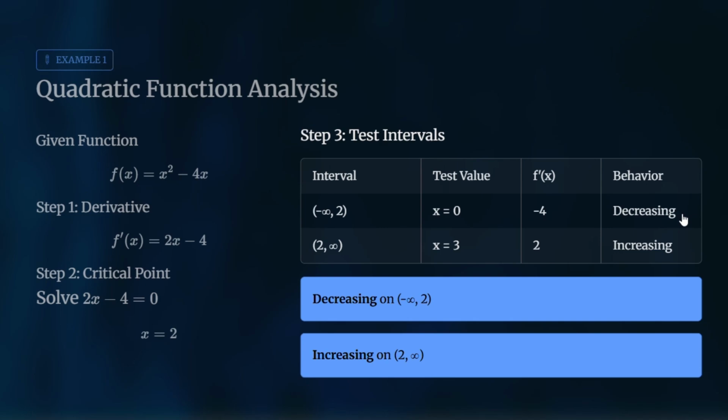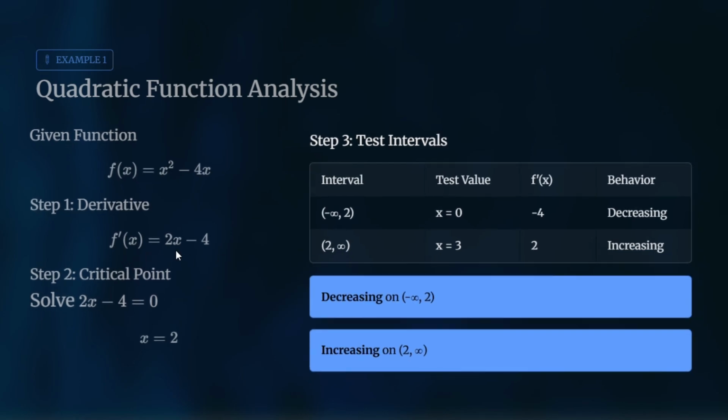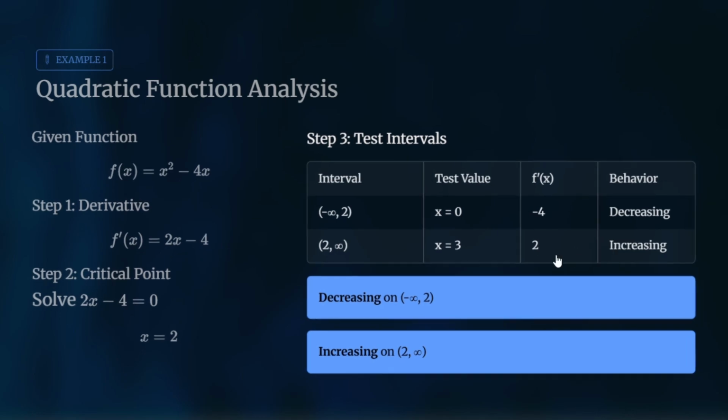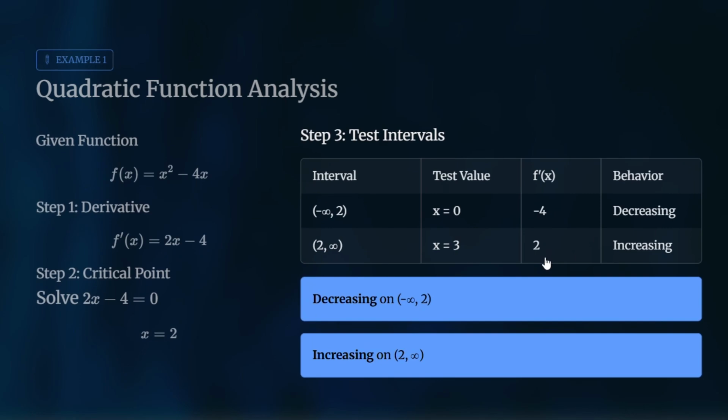Then we'll do the same thing for a second interval from 2 to infinity. Let's say that we pick x equals 3, but once again you can pick any point on the interval from 2 to infinity. When x equals 3, the derivative f prime of x, if we substitute x for 3, 2 times 3 is 6, 6 minus 4 is 2. 2 is positive, therefore the function is increasing on that interval.